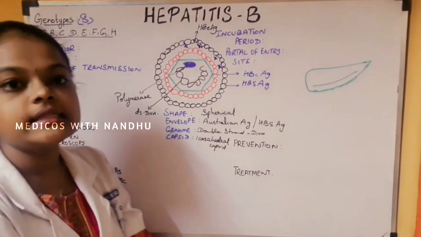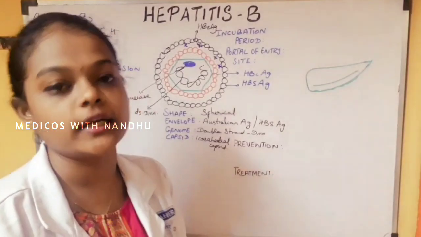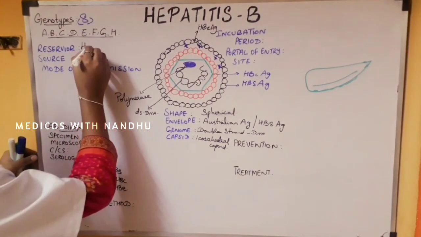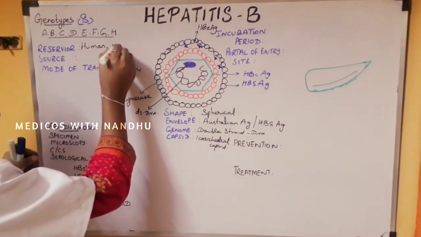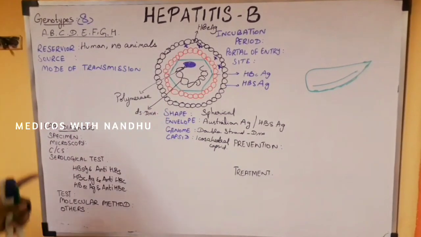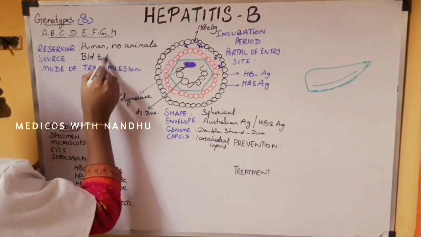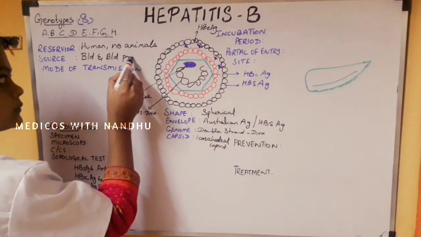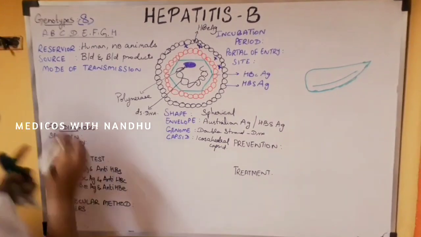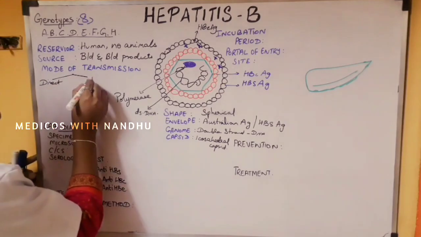The disease named hepatitis B is also known as homologous serum jaundice, and the reservoir in this disease will be humans and no animals. Only humans will be the reservoir. And the source is blood and blood products. The mode of transmission is divided into 2 things: one will be direct and another will be indirect.